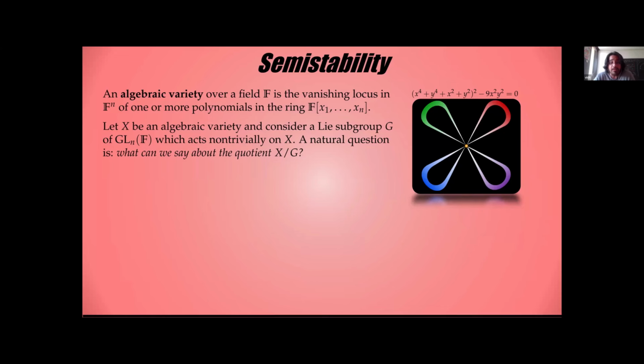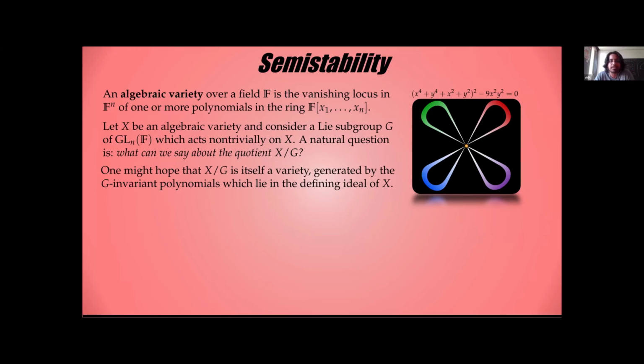Now, if I hear something is generated by a polynomial, and I know that there's a matrix acting on these variables x1 through xn, one natural thing to hope is that X mod G, this quotient, is itself an algebraic variety. You take all the polynomials that generate your original X, and you look at the ones that are left invariant by this group action. These are the invariant polynomials, and you pray to God that this variety is the quotient. That would be the first guess, right? You have these polynomials, they don't care about symmetry.